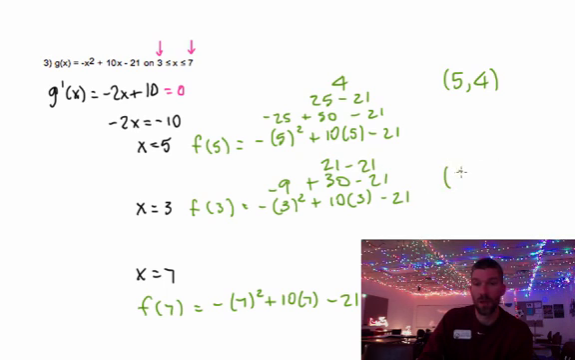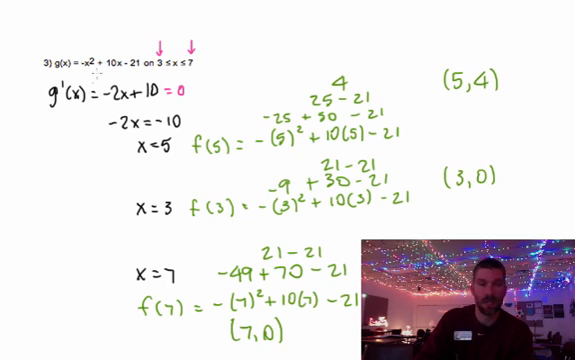So at the point 3, 0. And then lastly, I've got negative 49 plus 70 minus 21. Negative 49 and 70, that's 21. Minus 21 is also 0. So at the point 7, 0.